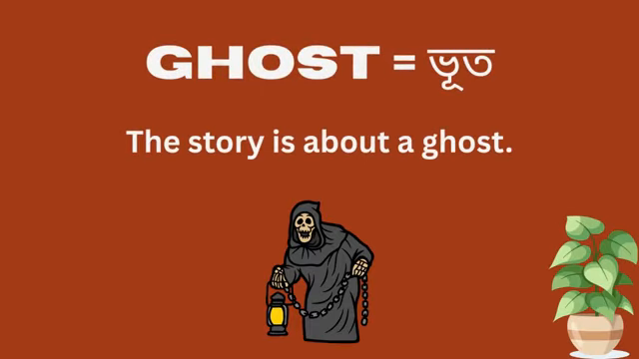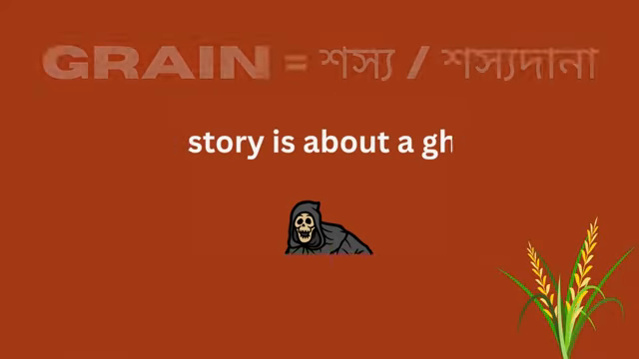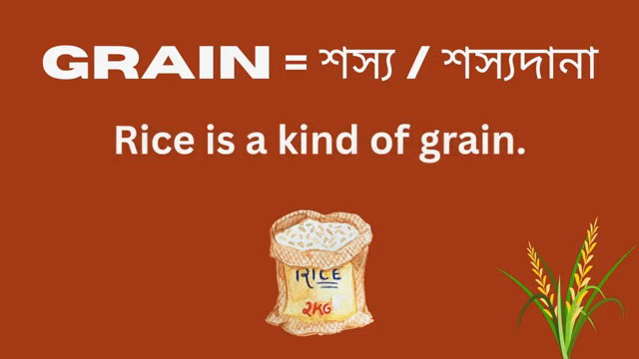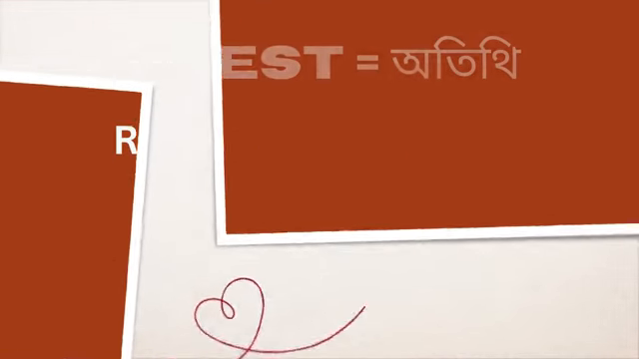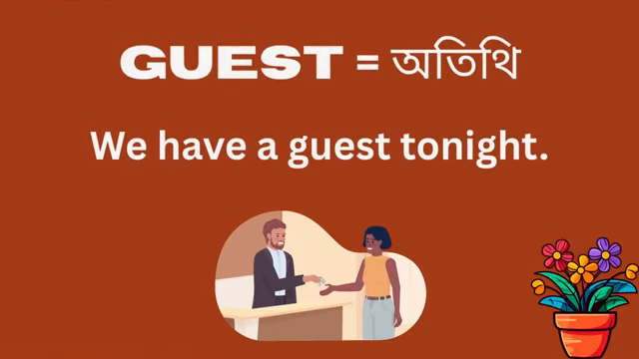Ghost, Bhoot. The story is about a ghost. Grain, Shashyo ba Shashyo dana. Rice is a kind of grain. Guest, Atithi. We have a guest tonight.